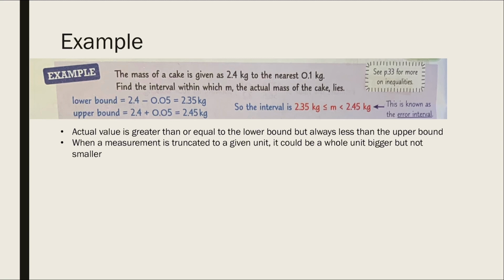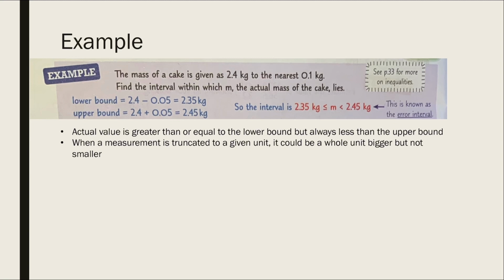So, let's say the mass of a cake is given as 2.4 kilograms to the nearest 0.1 kilograms. Find the interval within which m, the actual mass of the cake, lies. So the lower bound would be equal to 2.4 minus 0.05, which is equal to 2.35 kilograms. And the upper bound would be 2.4 plus 0.05, which is equal to 2.45 kilograms. So the interval is between 2.35 kilograms, which is less than or equal to m, and then a less than sign, and 2.45 kilograms. This little area is called the error interval.